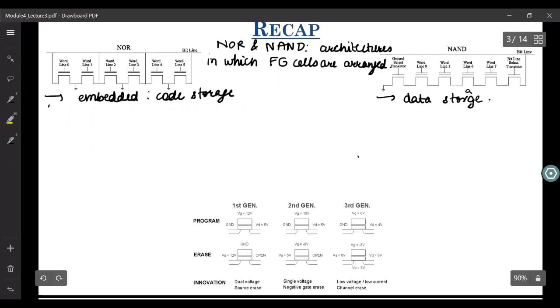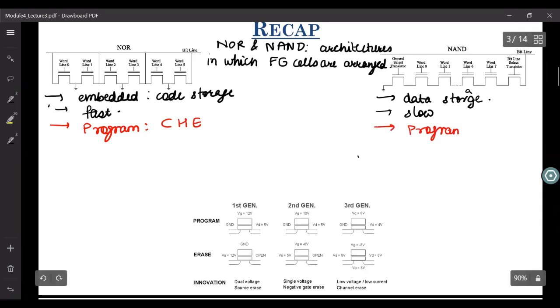And you know that for code storage, your memory has to be fast. And for data storage, you can work even with slow memories. So you need to make the programming mechanisms in NOR flash faster as compared to your NAND flash memories. So in NOR flash, we program the floating gates with the help of a mechanism which is channel hot electron, while in NAND flash, we program it using a mechanism which is Fowler-Nordheim tunneling. For erase, we use Fowler-Nordheim tunneling in both.